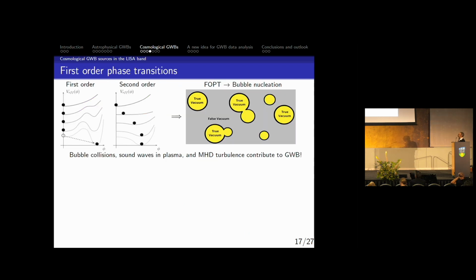One last mechanism I want to mention, first-order phase transitions. So these two cartoons basically show you what is the difference between a first and second-order phase transition. So let's say you have a potential, which is changing with the temperature. Temperature goes down, the potential changes. In this case here, you just have your field, which is slowly rolling down from one initial minimum to another minimum. This is a second-order phase transition.